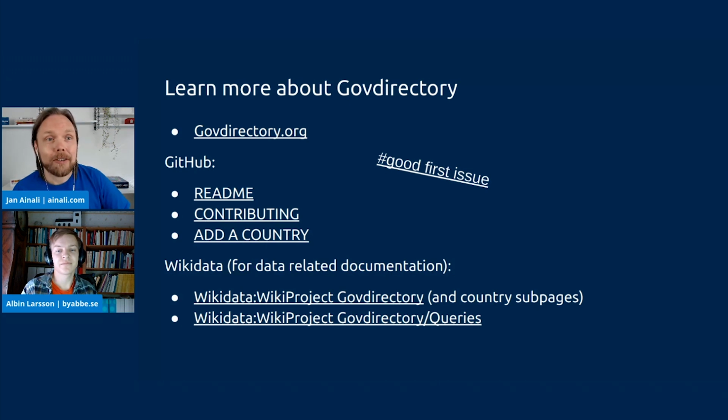The GitHub repository has a README to get you started, and we have tried to write a nice contributing file so that you know where our goals are. And if you want to add a new country, there's even a specific guide for that. And if you want to check out all the work the Wikidata community does by adding new countries, new data, and so on, you can head over to WikiProject Govdirectory over at Wikidata.